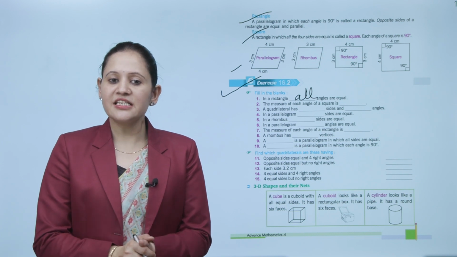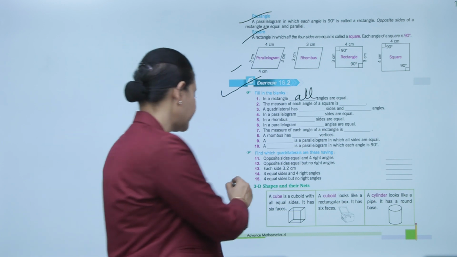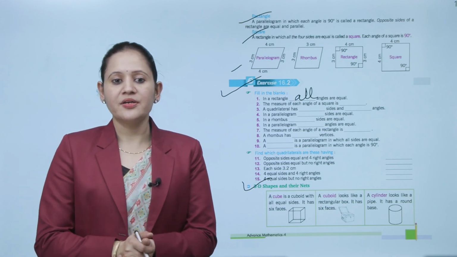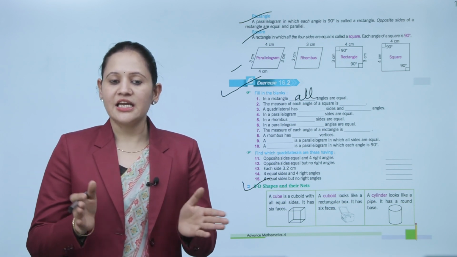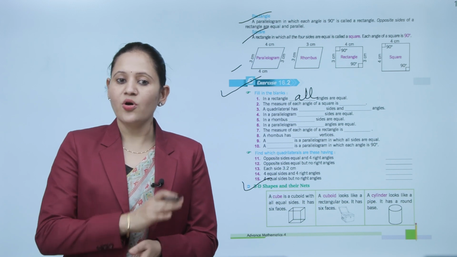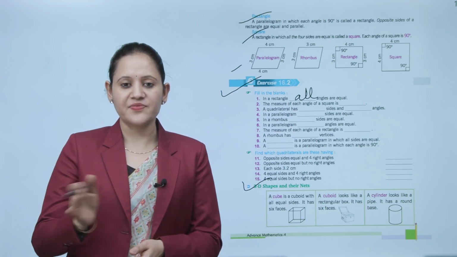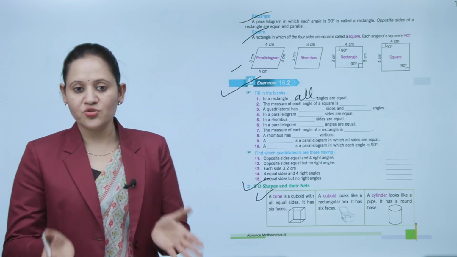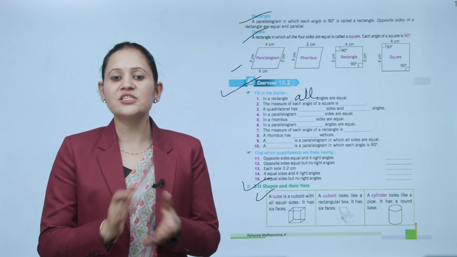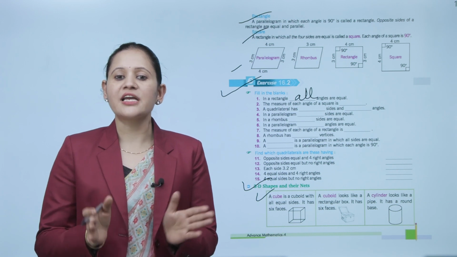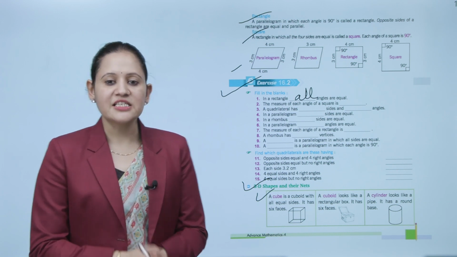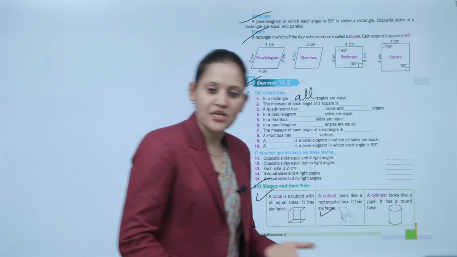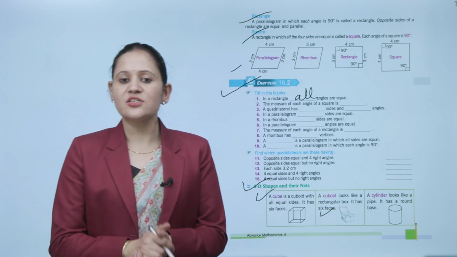Next is 3D shapes and their nets. A cube is a cuboid with all equal sides, it has 6 faces. Cube, all sides are equal and it has 6 faces. This is a cube. Like dice, ice cube, these are examples of cube. Next is cuboid. A cuboid looks like a rectangular box. It has 6 faces. So this is a cuboid, like matchbox, your pencil box, that is cuboid.